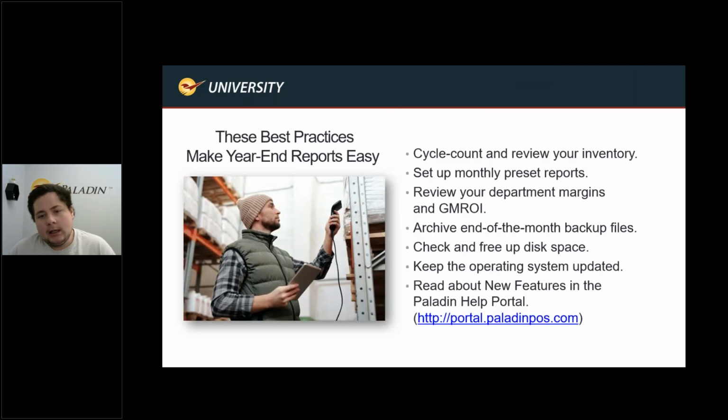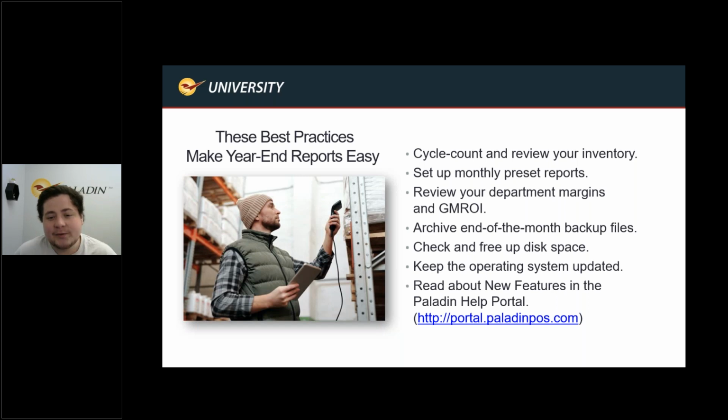All right. Next thing is going to be best practices to make your year-end reports easy. This is again going to make sure that your reporting is not only accurate, but easy to read. Like I said, cycle counting will make your inventory a lot more accurate. That's the biggest thing. You don't want to run your year-end reporting for your inventory and see that you've been selling an item at a negative $1 million percent margin. That would be very bad to see, which is possible.